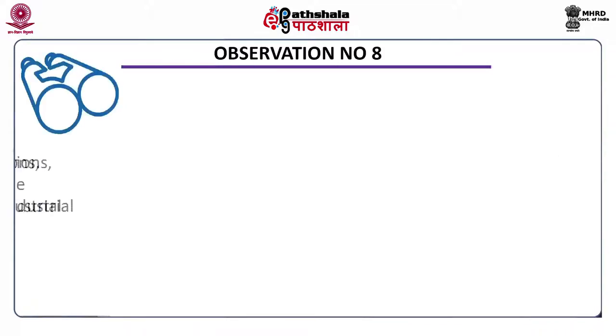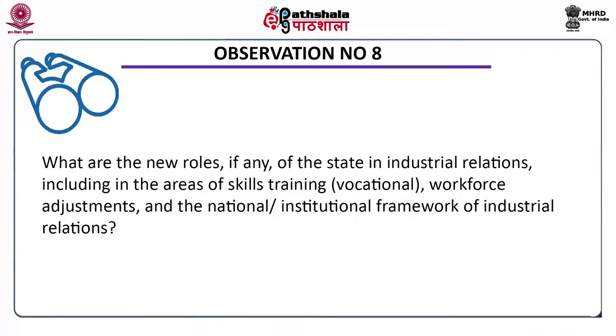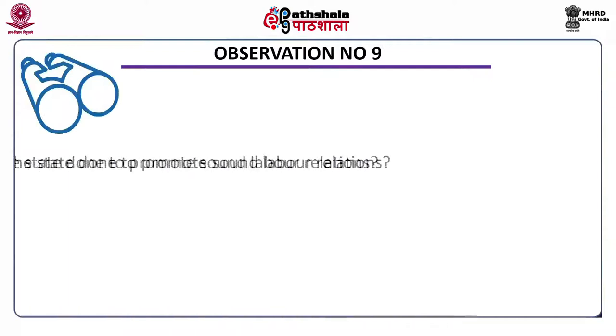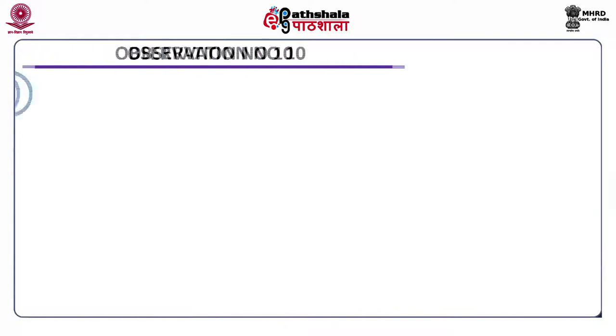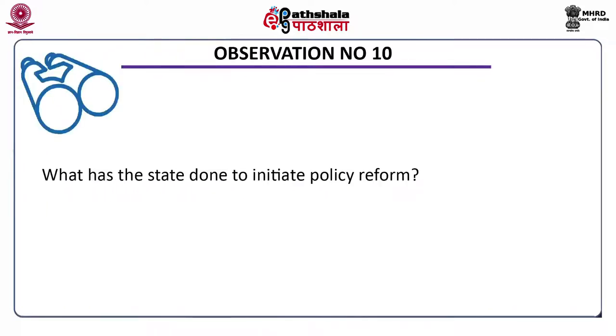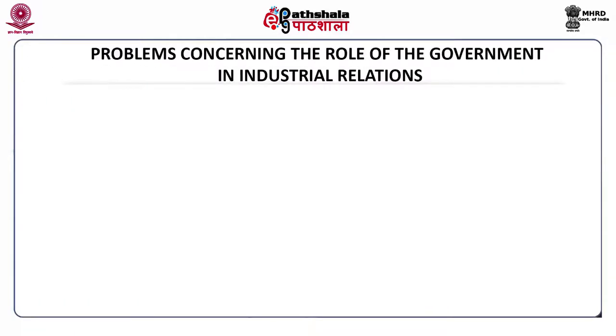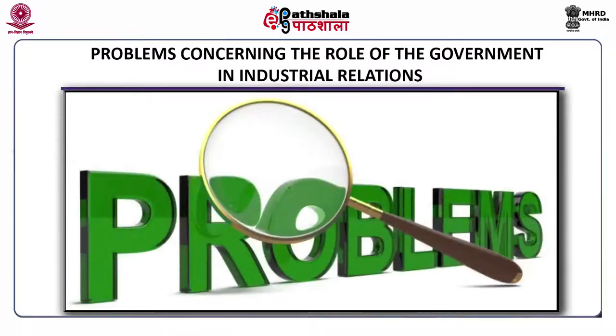Observation number eight. What are the new roles, if any, of the state in industrial relations, including in the areas of skill training, vocational training, workforce adjustments, and the national institutional framework of industrial relations? Observation number nine. What has the state done to promote sound labor relations? Observation number 10. What has the state done to initiate policy reform? Now, all these observations are specifically answered in module number 1: Problems concerning the role of the government in industrial relations.